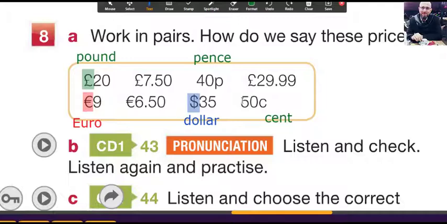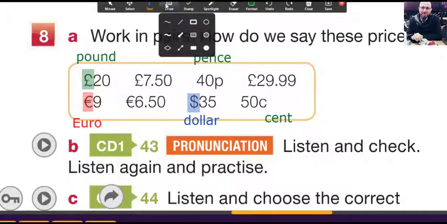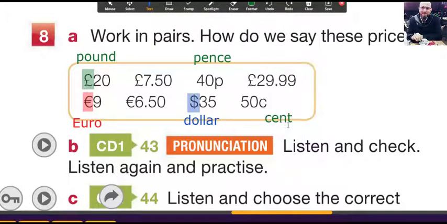So when we say the price, be careful how we say it. Look here. Okay, guys, so this is how we say it. Number one, we say 7. Number two, we say the name, pounds. After that, the small money, 50. So 7 pounds 50. Okay, 29 pounds 99. 6 euros 50. So number one, two, and three. And this is the same in all countries.